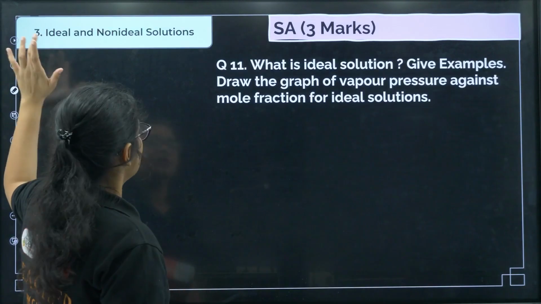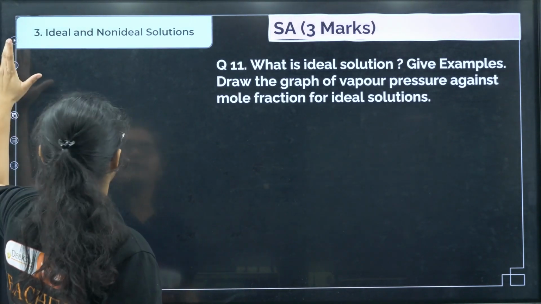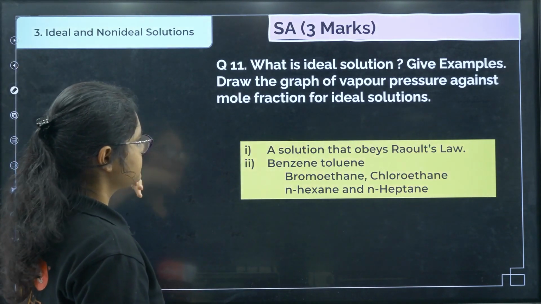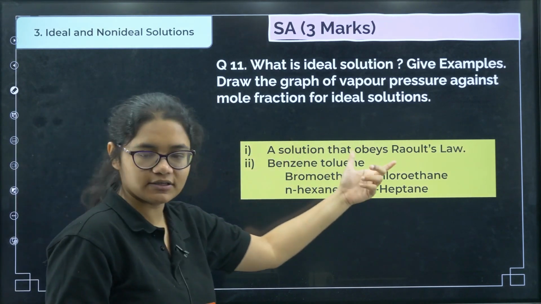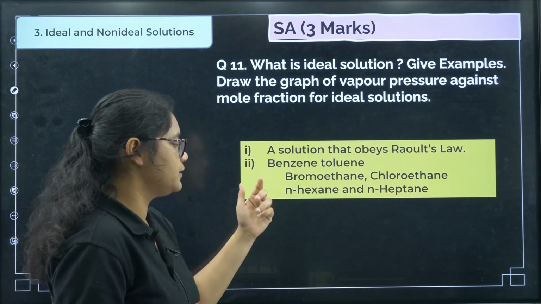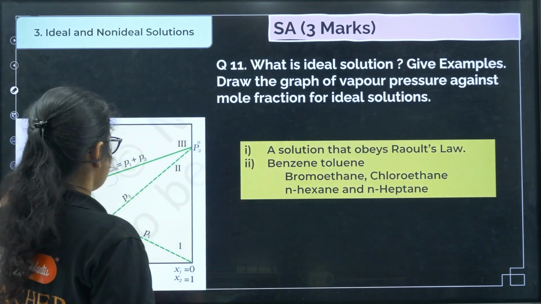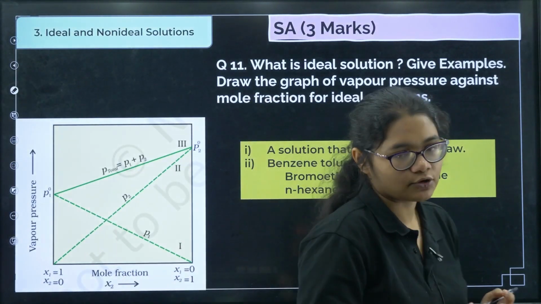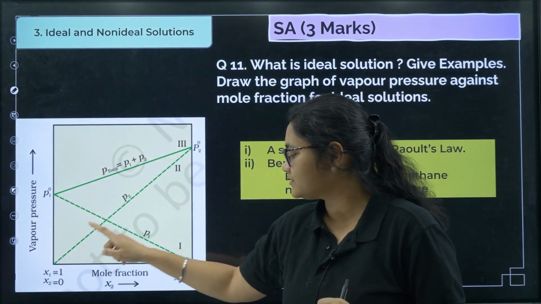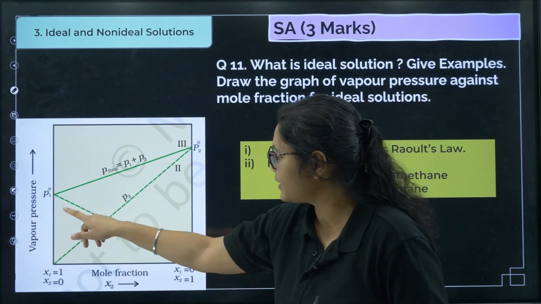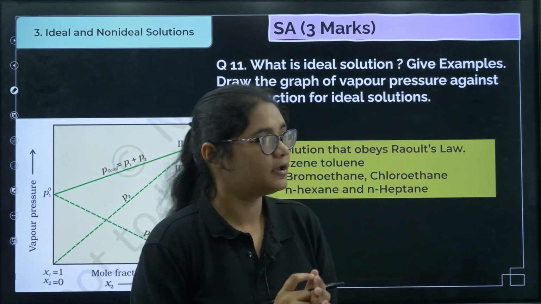Okay. Next, ideal and non-ideal solution, give examples. So this you can easily write down. Okay, so an ideal solution is something which obeys Raoult's law. Example you can write down here, any other example is also fine. And the graph for your ideal solution is vapor pressure versus mole fraction. The graph is like this. You should know x, so 1, 2, all the labeling should be done properly, dotted line, solid line. So please see this graph properly.